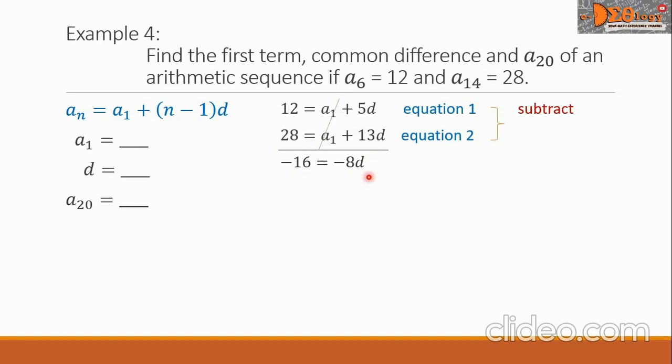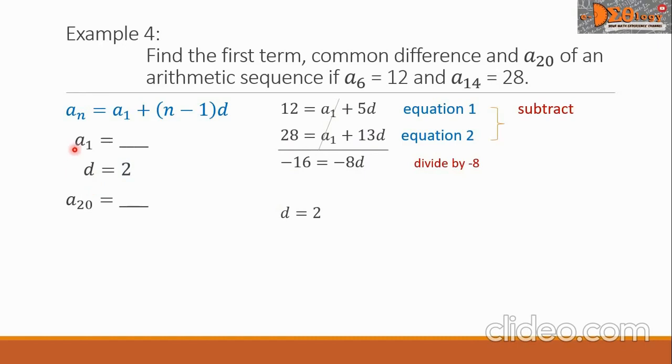We want to solve for d. We will divide this equation by the coefficient of d, which is negative 8. So this negative 16 divided by negative 8 is positive 2. And this negative 8d divided by negative 8, then this negative 8 will cancel out. Only d comes down. So we can write d equals 2. So this is our common difference. Let us copy this value in here. So we are done with our d.